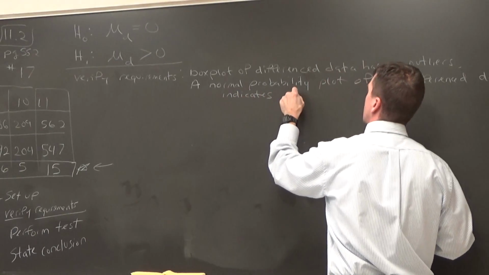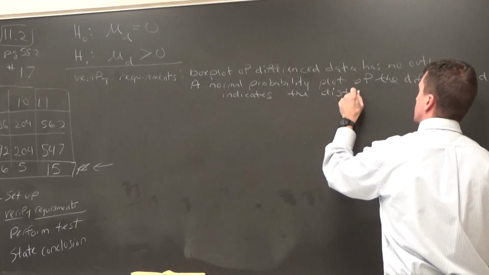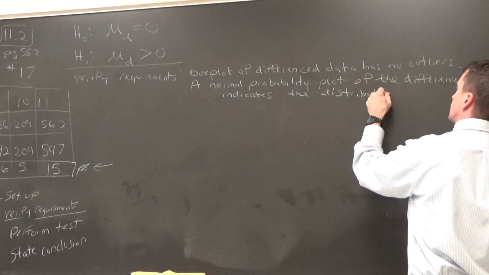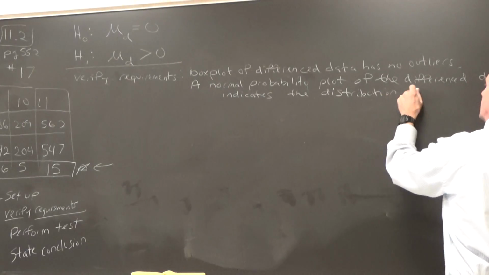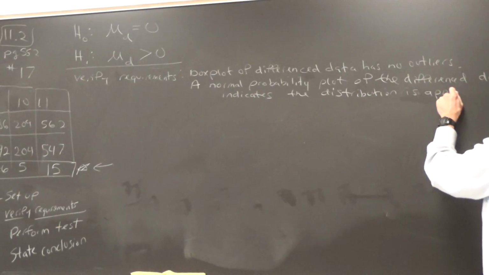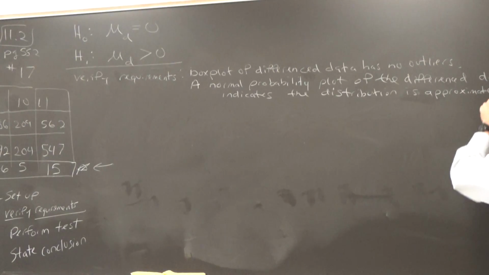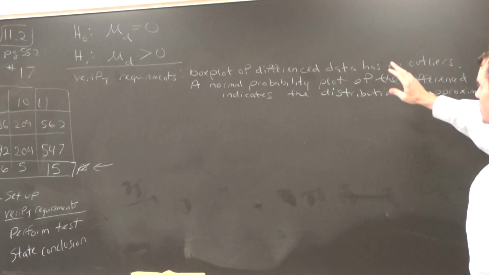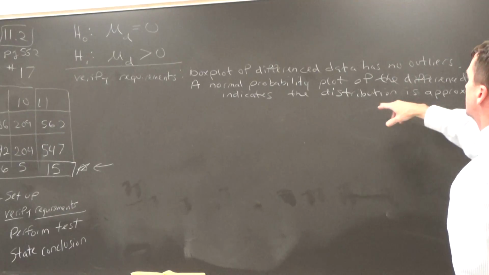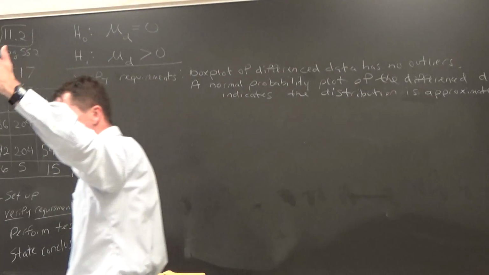Indicates the distribution is approximately normal. And thanks for being patient with me with this check, because we should check this out because our sample size is small. We only got 11. So the box plot of the difference data has no outliers. A normal probability plot of the difference data indicates that the distribution is approximately normal. Okay.